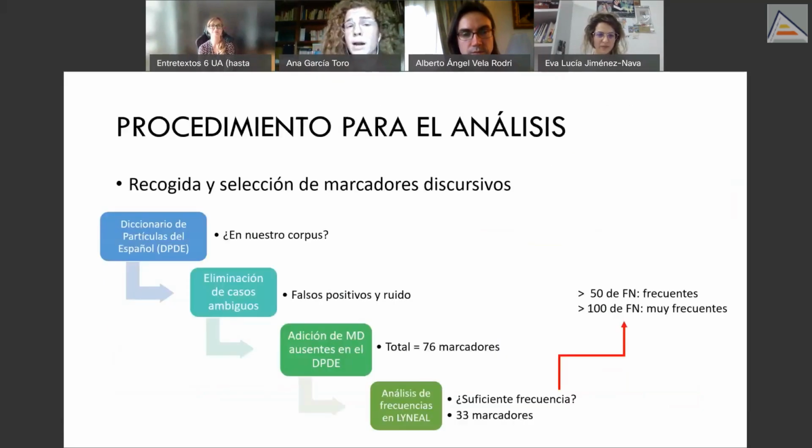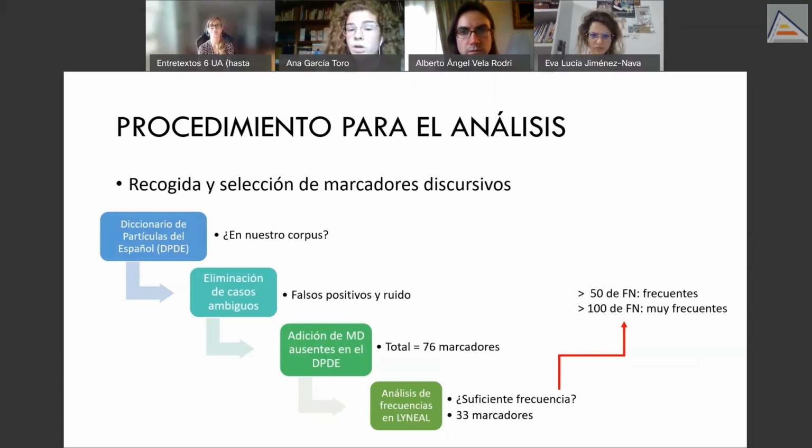En cuanto al procedimiento para la recogida de los marcadores discursivos, hemos partido del Diccionario de partículas del español, el DPD, que está en línea. Hemos utilizado esta lista porque albergaba un montón de marcadores, y primero hemos comprobado si estaban en nuestro corpus. Los que no estaban han sido descartados. Luego hemos eliminado casos ambiguos. En el caso de falsos positivos, por ejemplo, el marcador hasta nos generaba mucho ruido, no siempre se utilizaba como marcador porque, como hemos dicho, pueden provenir de otras categorías. Y una vez confeccionada esa lista, hemos añadido otros marcadores que no estaban en el DPD, pero que sí estaban en la clasificación de Portolés, por ejemplo, lo que ha constituido un total de 76 marcadores con diferentes frecuencias.